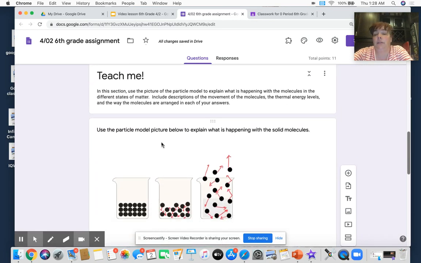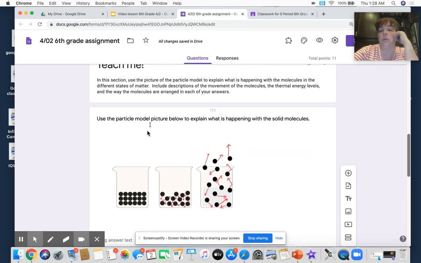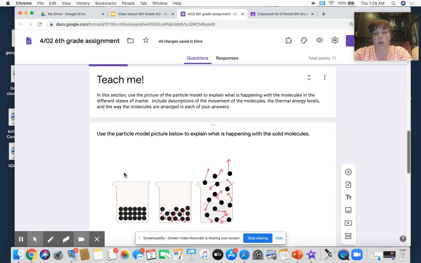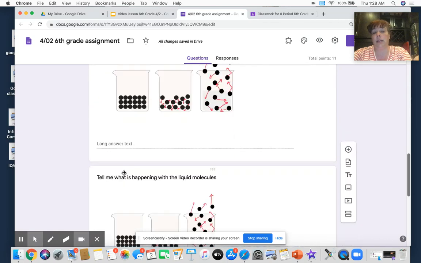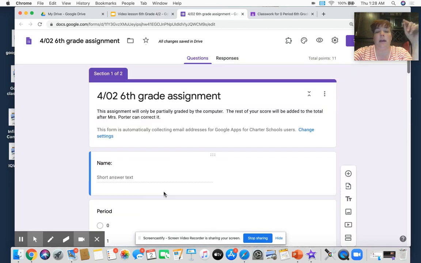Now, in this part, this is where you are going to take our particle model, which I gave you, and you are going to teach me what's going on. If you read this part with me, it says in this section, use the picture of the particle model to explain what's happening with the molecules in the different states of matter. Include descriptions of the movement of the molecules, what's going on with the thermal energy levels, and the way the molecules are arranged in each of the answers. You get 1 point for each of those parts on the next 3. So gas, liquid, and a solid.